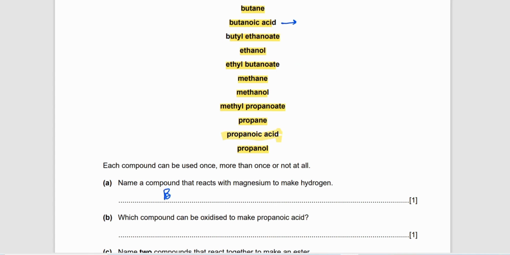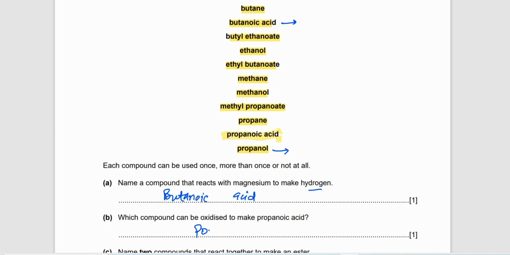Butanoic acid. Okay, you don't need to write the equation, but you need to keep the concept in your mind. Acid reacts with the metal to form the salt and the hydrogen. So hydrogen is found when the magnesium reacts with the butanoic acid. This compound can be oxidized to make propanoic acid. As we studied, due to oxidation of ethanol, ethanoic acid is formed. In the same way, due to oxidation of propanol, propanoic acid will be formed.